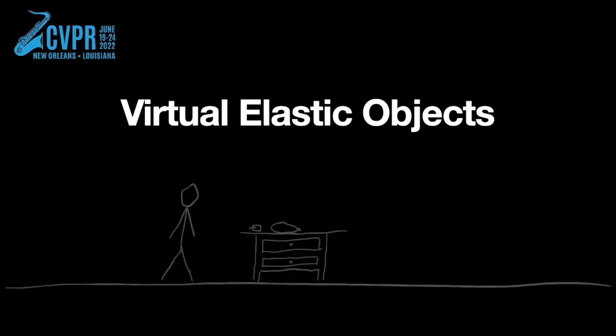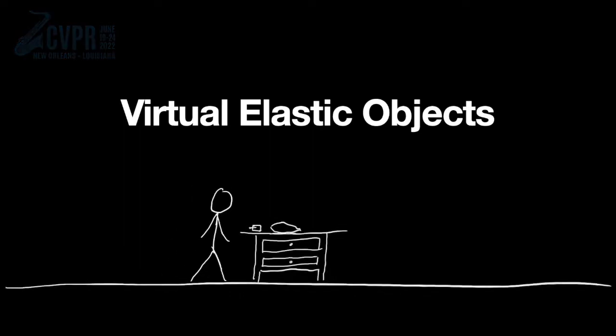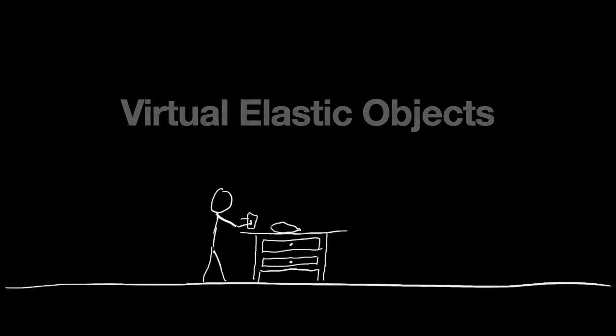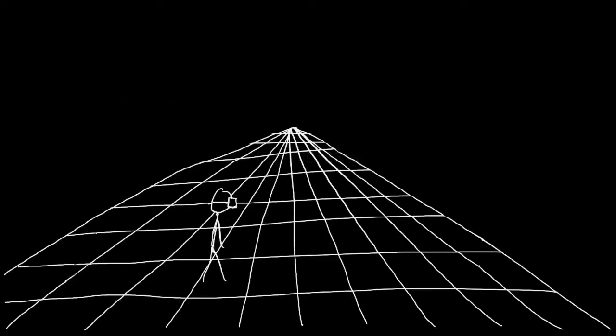We present virtual elastic objects. Imagine you're in a room and put on VR glasses. In a seamless experience, you will be able to see the objects in this room in the virtual world too. While it is a hard problem to make this happen, we could do so by using techniques for 3D reconstruction.